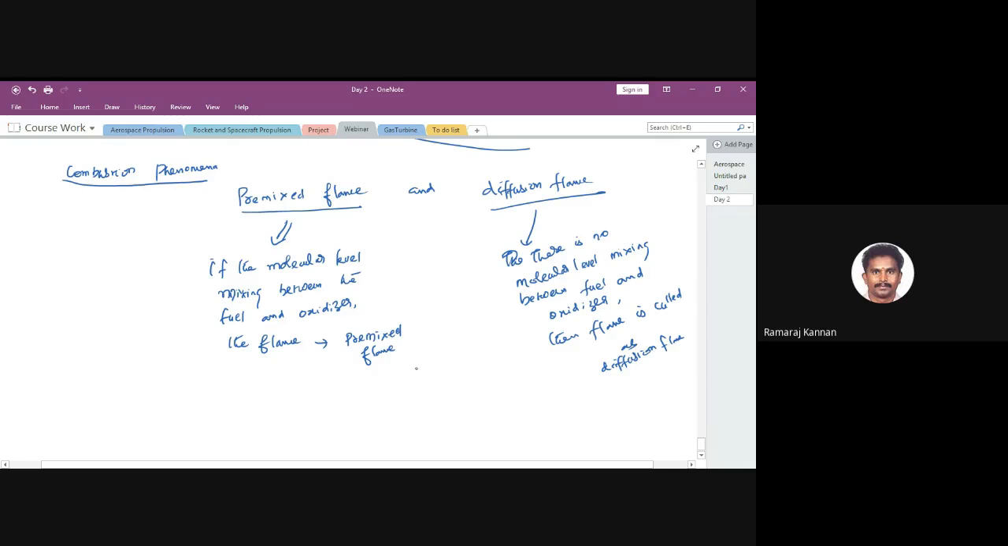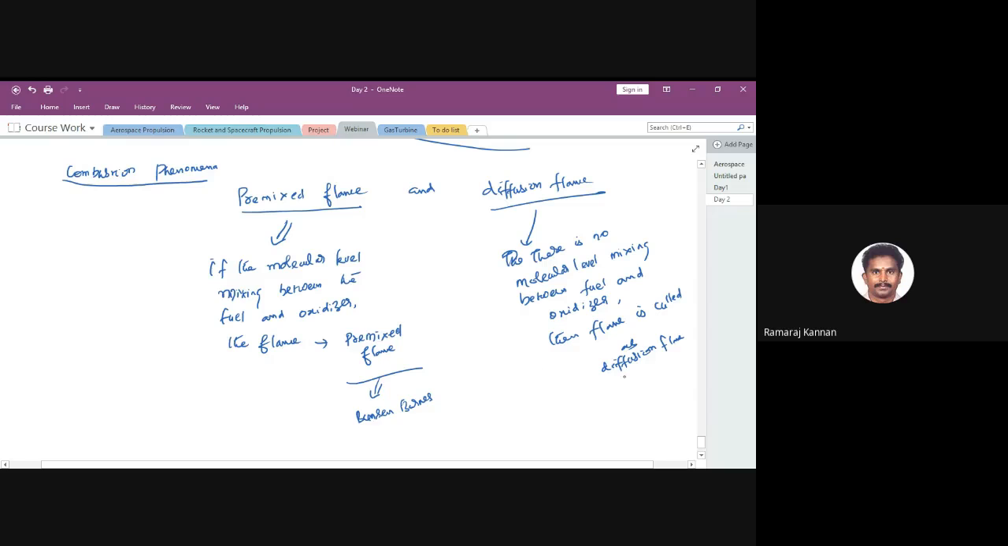For the premix flame, an example, if you look at it, a partially premixed flame is your Bunsen burner. Or otherwise, sometimes we call it your double base solid propellant, whatever flame we are going to get. Okay, with the double base propellant, the flame is going to be a premix flame.